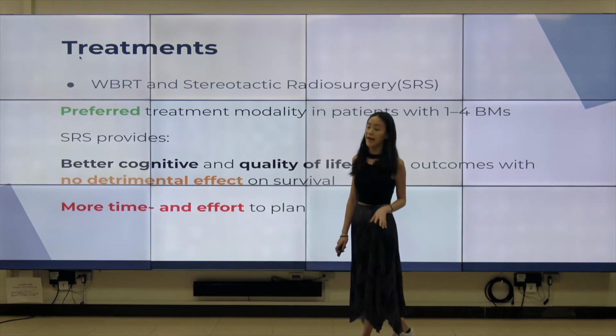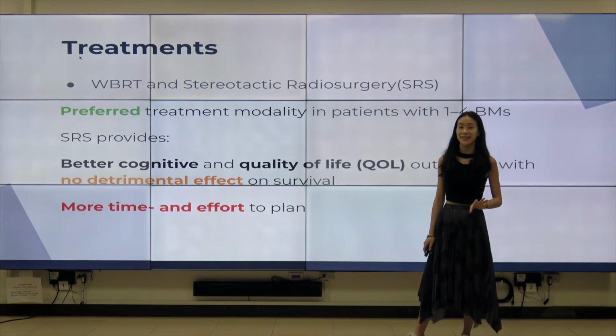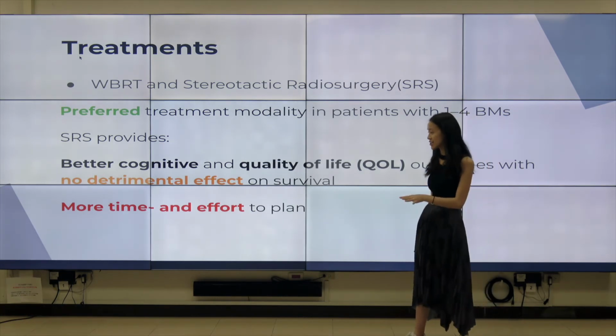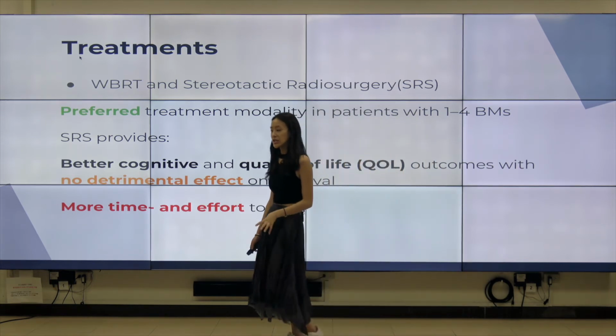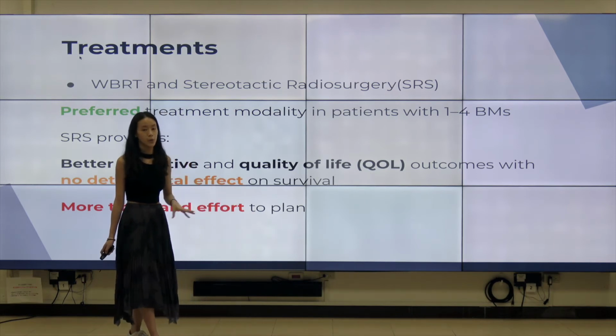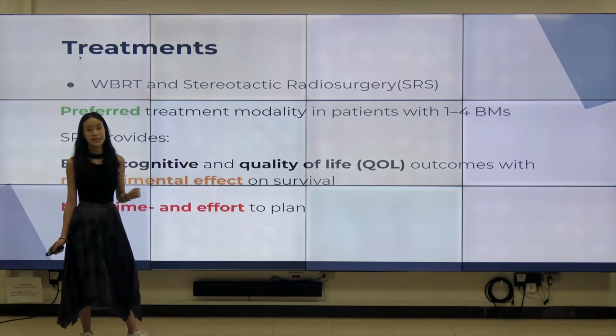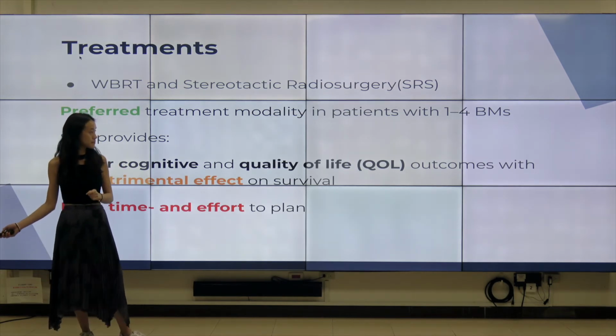However, one of the drawbacks to SRS when compared to WBRT is the fact that it takes a longer time to plan this entire surgery. In addition, it's a lot more effort and potentially even cost. So that's one of the drawbacks to SRS. But overall, we've seen a lot more SRS surgeries in the recent few years.